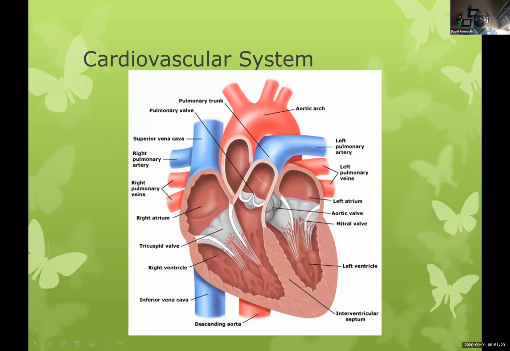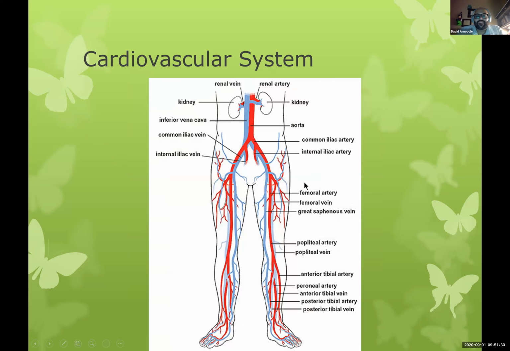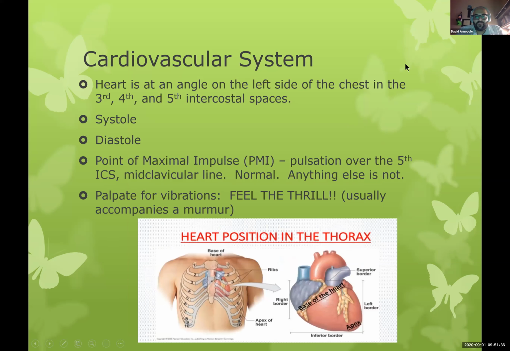Here is an image of a heart, kind of giving you an idea. I'm sure a few of you have probably seen an image like this. More of the cardiovascular system, explaining where things are. All right. The heart is at an angle on the left side of the chest. Yeah, we got it. It's the heart, okay? We know where it is. You can see on the image down below where the heart actually lies.